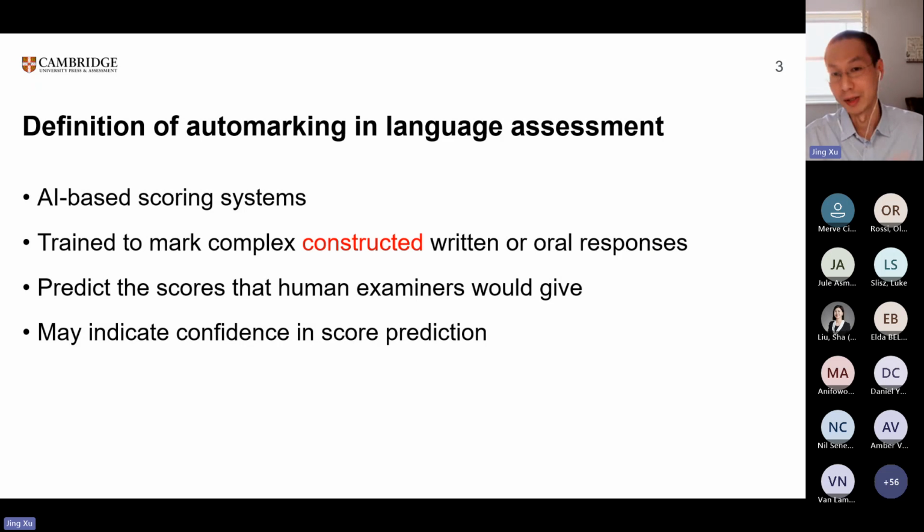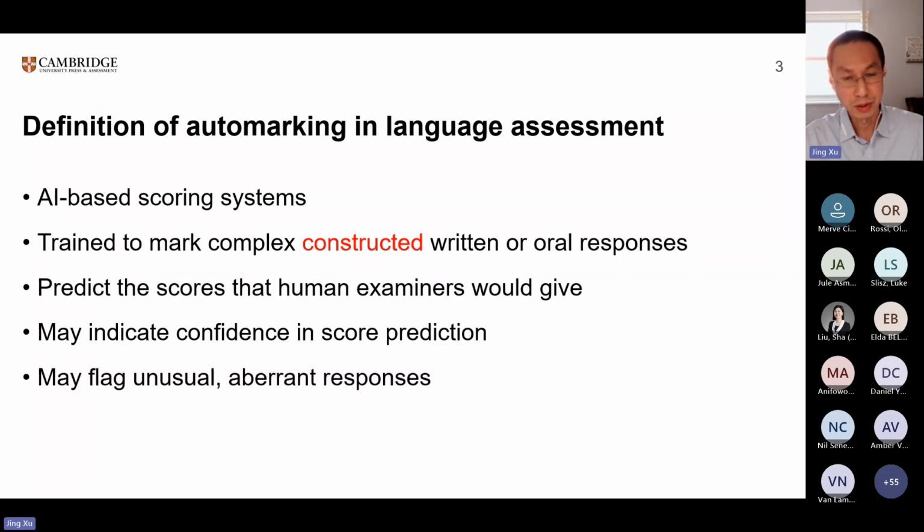I can tell you what my score prediction is, but I can also tell you how confident I am in my scoring. Another important component in automarking is not only score prediction, but also flagging unusual or aberrant responses, which is a big threat to automarking systems, especially in high-stakes assessment contexts.